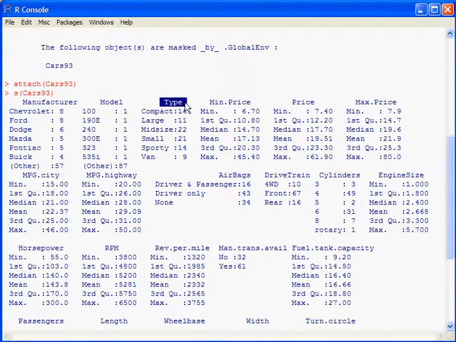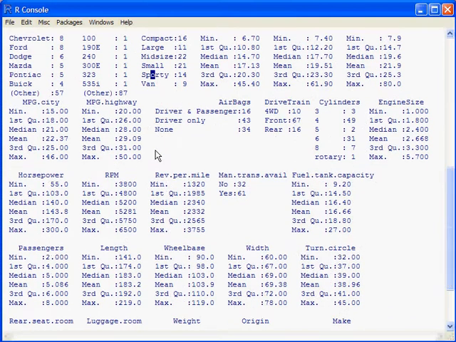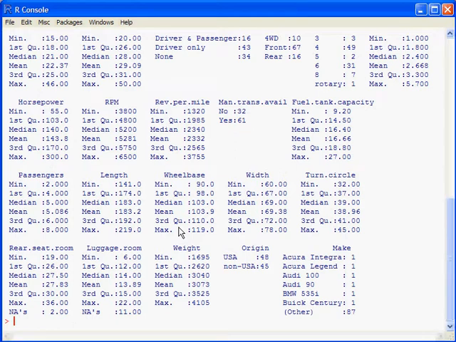Oh, I also want to throw in type. What type is going to do is, we have one, two, three, four, five, six categories, so R will automatically make five dummy variables. And we'll see how those work. So let's go ahead and run a regression.